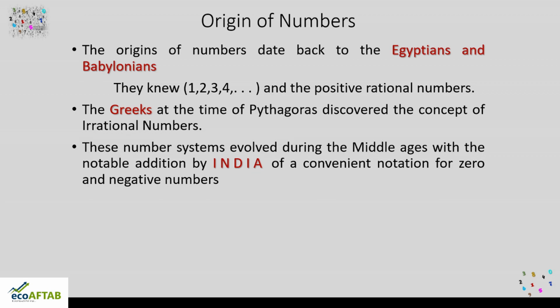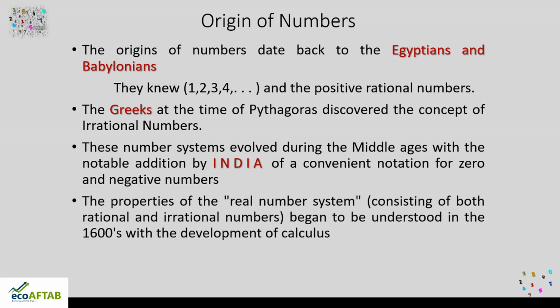The biggest contribution of India to our number system is that we have given to the world the number zero, because of which counting became easy and even the concept of negative numbers came into the picture. Then friends, the properties of the real number system, consisting of both rational and irrational numbers, began to be understood in the 1600s with the development of calculus.